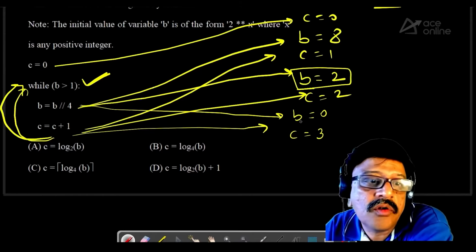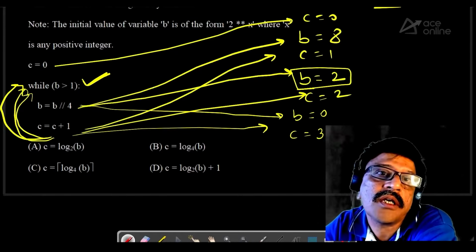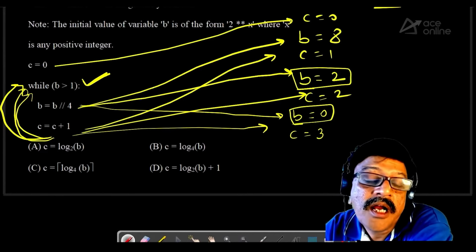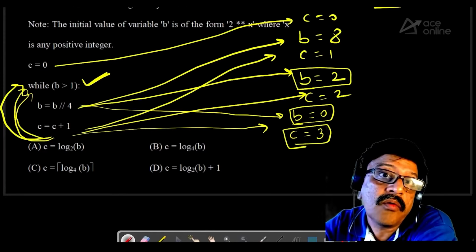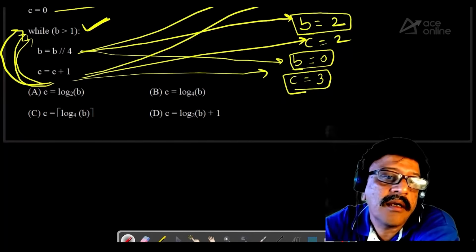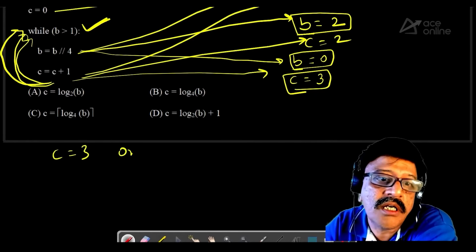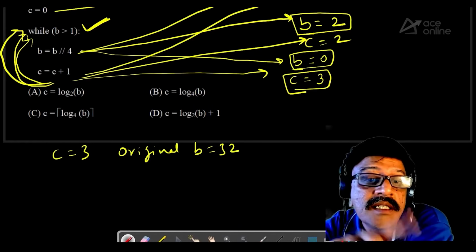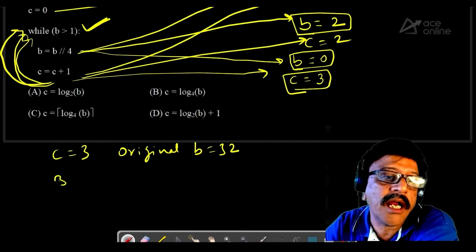Okay, and now this loop will finish, you see, because B has become 0. Now C is 3 and the original value of B was 32. Just check: C got to be 3 and the original B was 32. They are asking the relation between C and the original value of B. Correct.